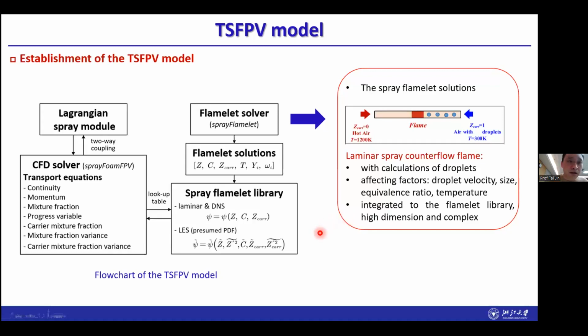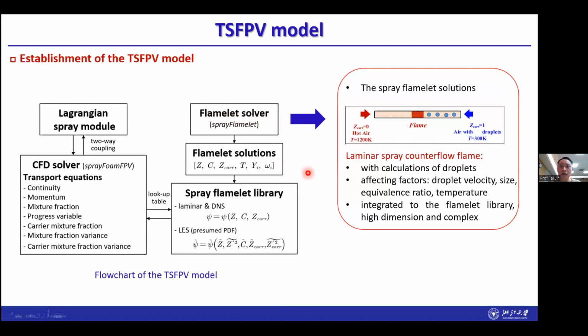Okay, let's go to the TSFPV model. This is a flow chart of the TSFPV model. It's quite similar to gaseous simulations. The difference is about the Lagrangian tracking of the droplets. Another difference is how to tabulate the flamelet, and we have discussed how to tabulate the flamelet simulations. So the last question is how to calculate the flamelet.